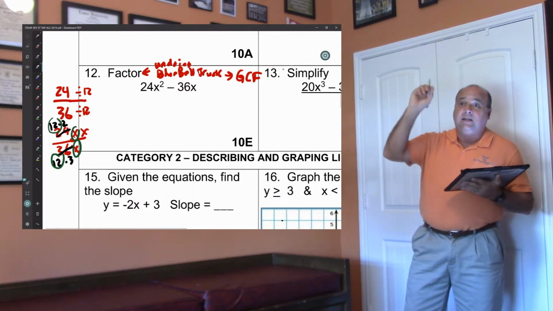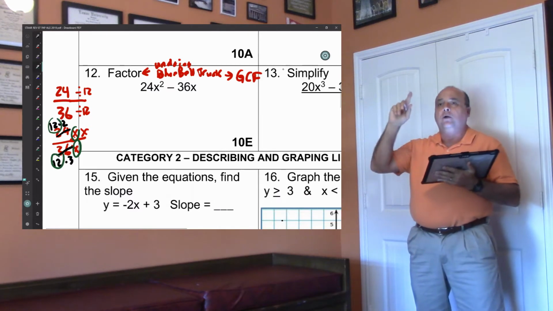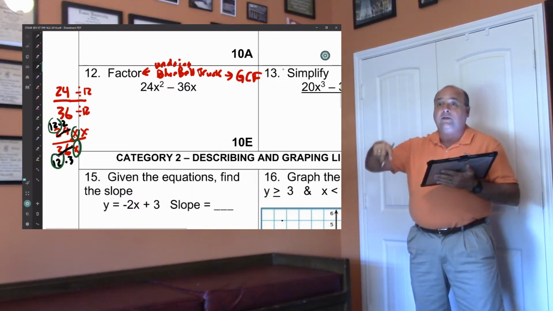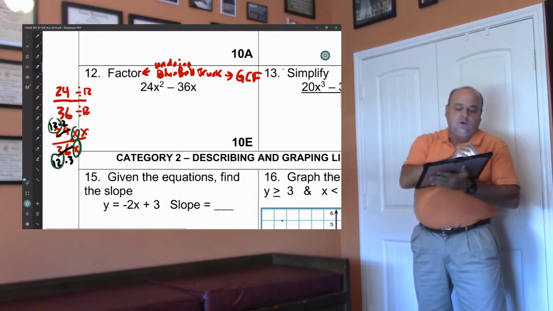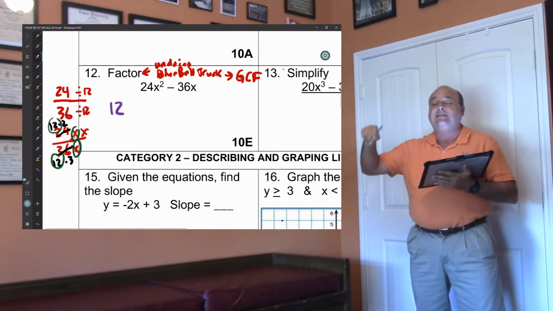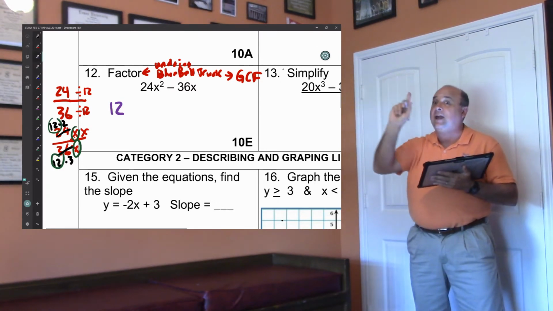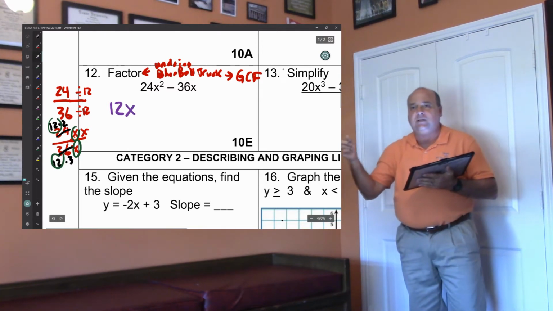You've got to find the biggest number that goes into both of the terms. So on this problem right here, 2 goes into 24 and 36, 3 works, 4 works, 6 works, but 12 is the largest one, right? So over to the left, I'm going to write down a 12, and x squared and x, the most x's they have is just 1x. So 12x would be my GCF.